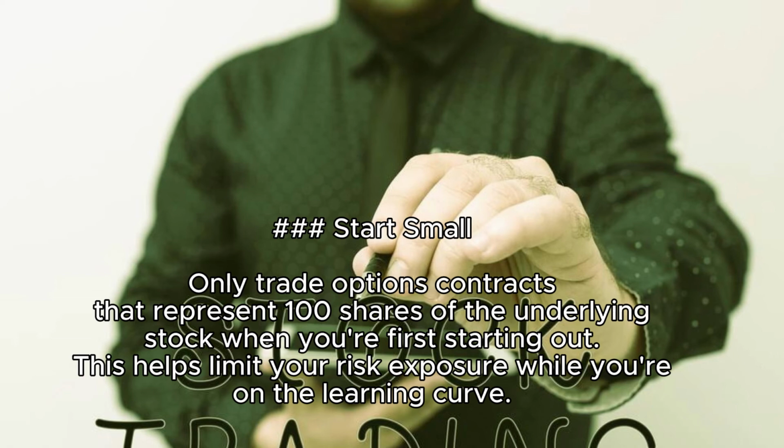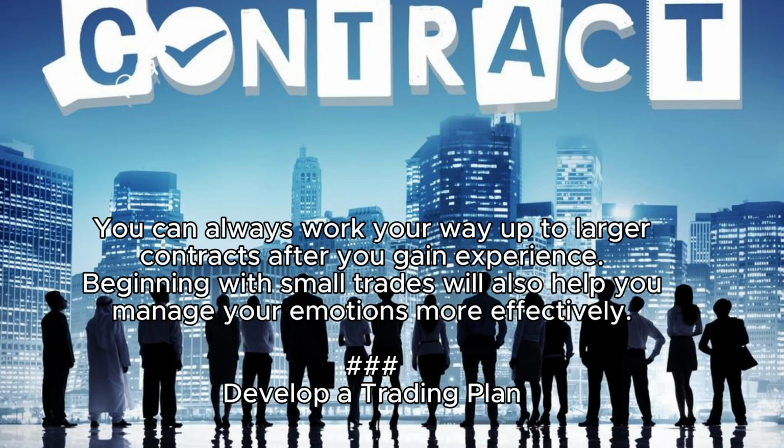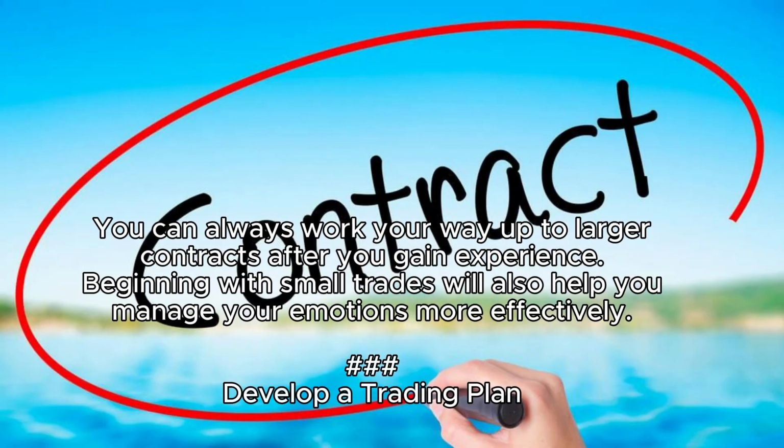Start small. Only trade options contracts that represent 100 shares of the underlying stock when you're first starting out. This helps limit your risk exposure while you're on the learning curve. You can always work your way up to larger contracts after you gain experience. Beginning with small trades will also help you manage your emotions more effectively.